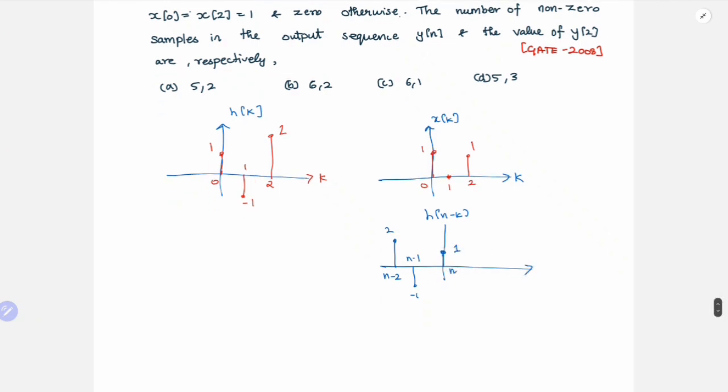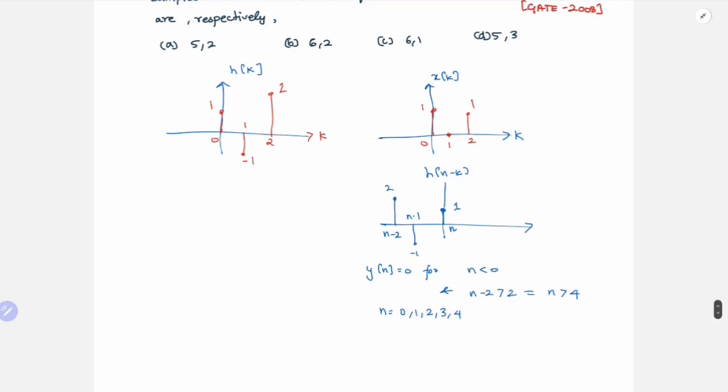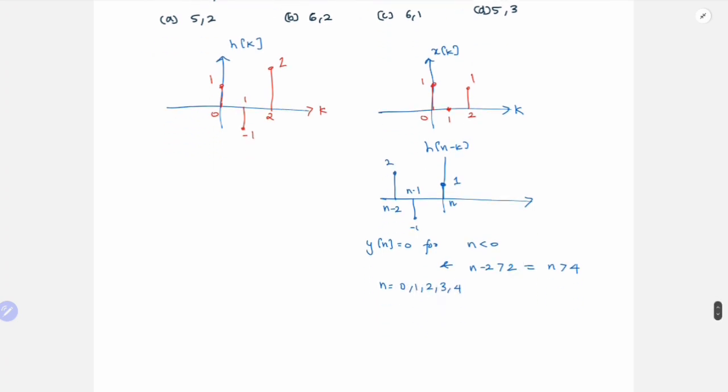So where I'll not find the overlap is where y of n equal to 0 for n less than 0 and n minus 2 greater than 2, which implies that n greater than 4. So what are the values? N equal to 0, 1, 2, 3, 4. Alright. So let us try to find for each of them. So y of 0, what will it give me? Your n will be located at 0. So there will be one overlap, you will get 1.